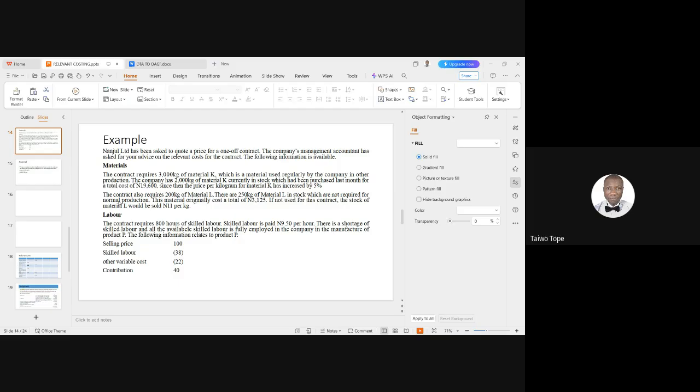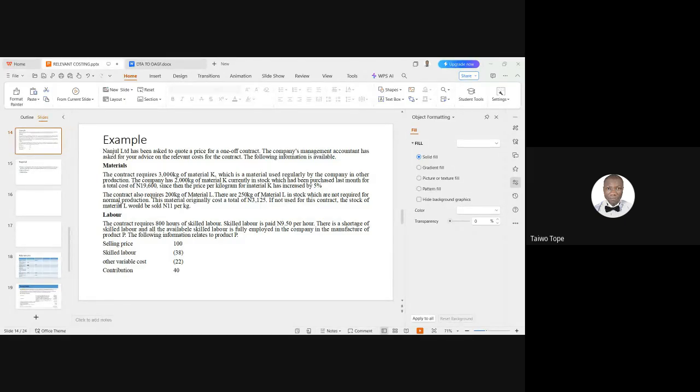So let's look at labor. You can see the whole story. That is how relevant cost is. They will bring many stories and it's just one line you'll be writing. So let's look at labor. The contract requires 800 hours of skilled labor. Skilled labor is paid 9 naira 50 kobo per hour.